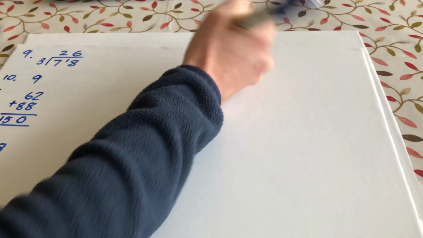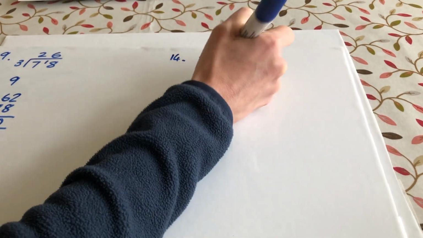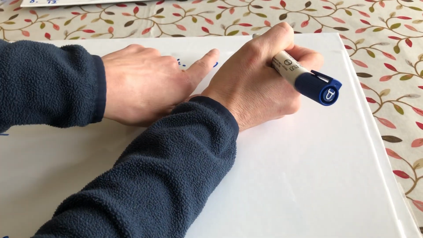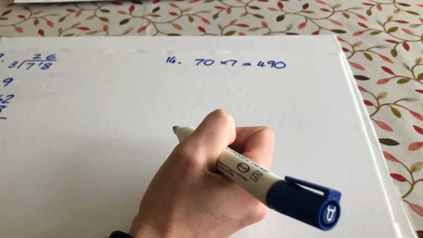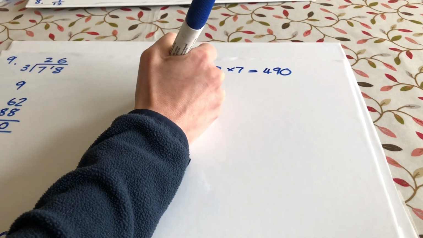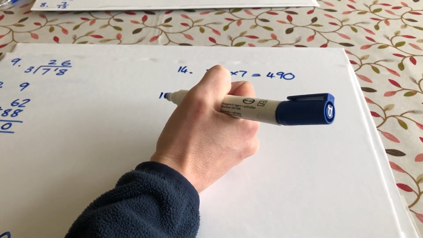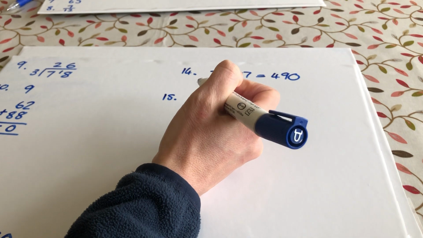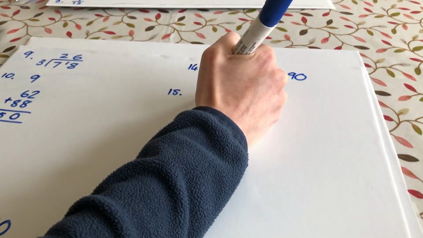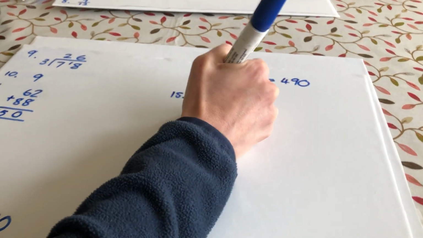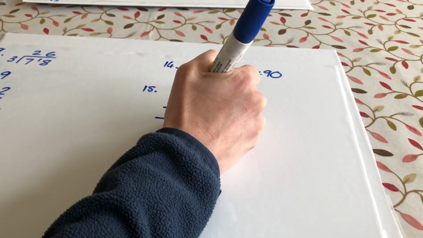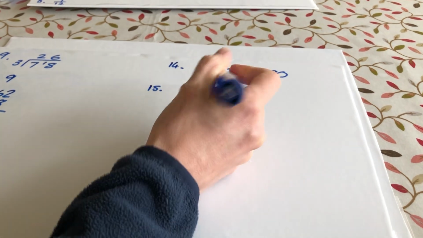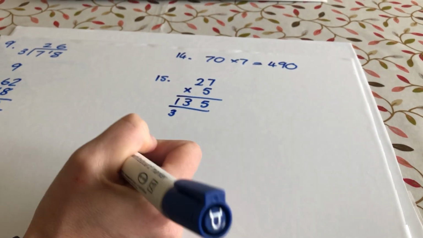Question 14. 70 multiplied by 7. Cover the 0 over. 7 7s are 49 and put the 0 back on again. 490. Question 15. Something divided by 5 equals 27. It's a missing number calculation. We need to do the inverse. 27 multiplied by 5. 7 times 5 is 35. Put the 5 in and carry the 3 tens. 2 times 5 is 10 and add the 3, 13, giving me 135.